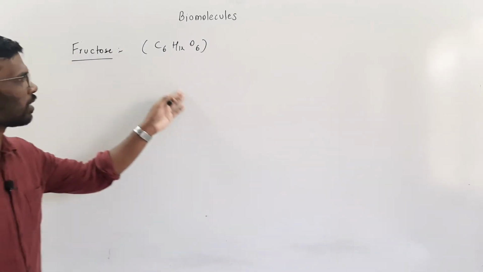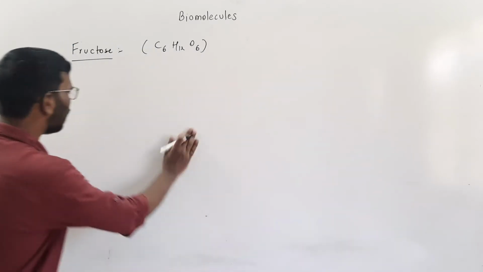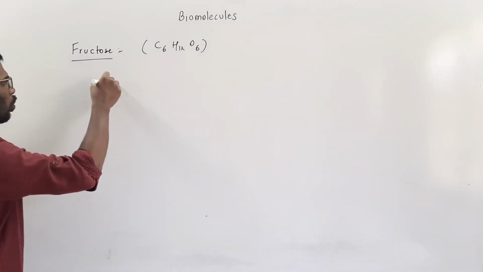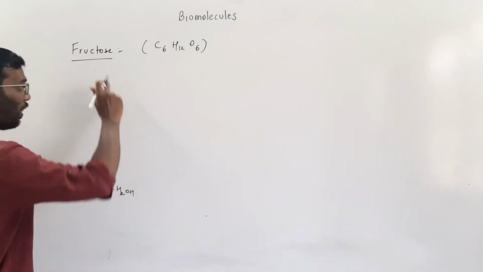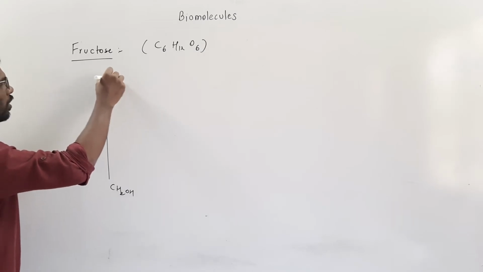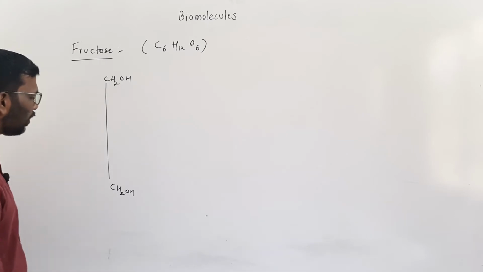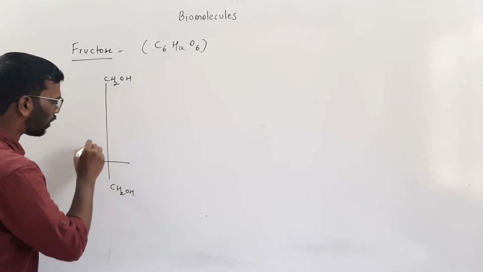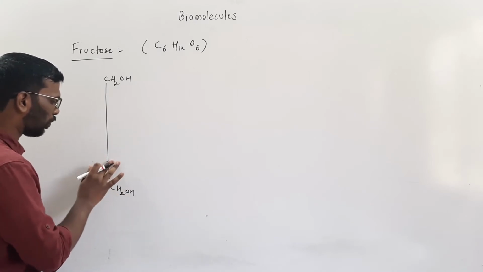Here also there are 6 carbons, 12 hydrogens and 6 oxygens. So let us draw the structure. In glucose, you write the CH2OH over here and the CHO on the top. Fructose is a bit different. Here on both sides it is CH2OH. In between you will draw 3 bonds like this.